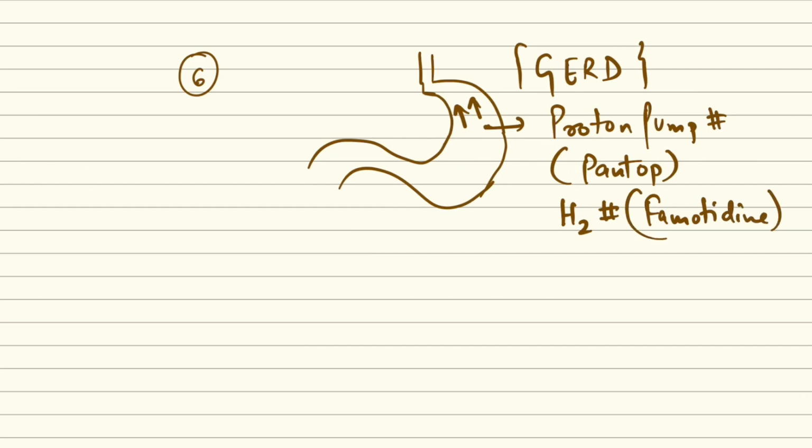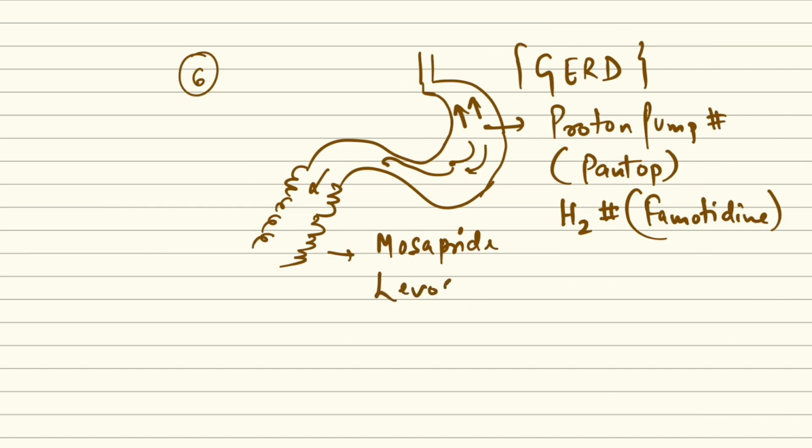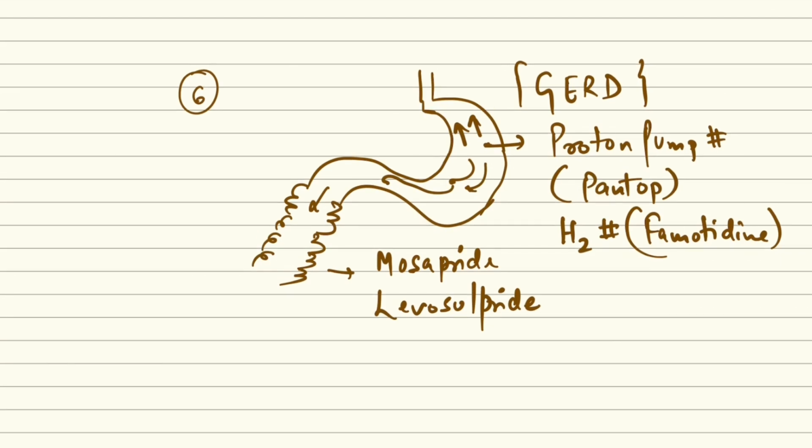And also you can increase their gastrointestinal motility. For treating their cough, we will give the drugs that will increase the motility of the gastrointestinal tract, and the drugs here that increase the motility include your mosapride and levosulpiride.